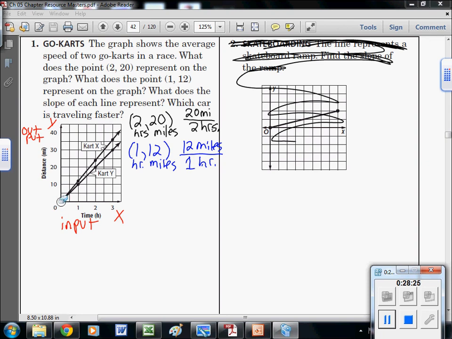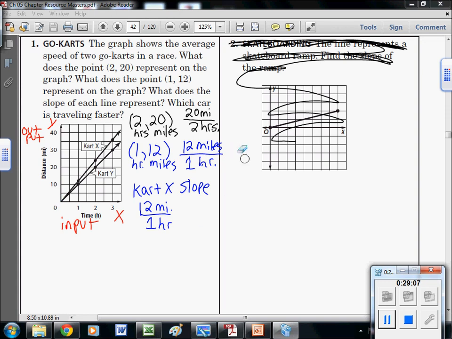So for cart X, that top line, that's what we're going to do. We're going to say, let's start here. So from here, to get to the first point, that's at 1 comma 12, we have to go over 1 hour. So for cart X slope, our run, or our horizontal change, our change in input, is going to be 1 hour. And to get up to it, we go up 5, we go up 10, we go up a little bit more. We found out we go up 12. So that means our vertical change, our change in output, was 12 miles.